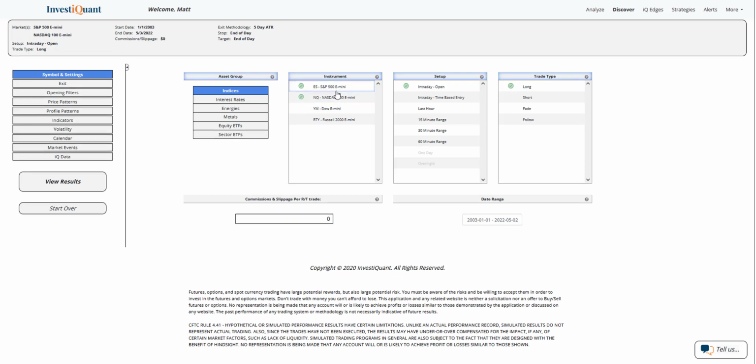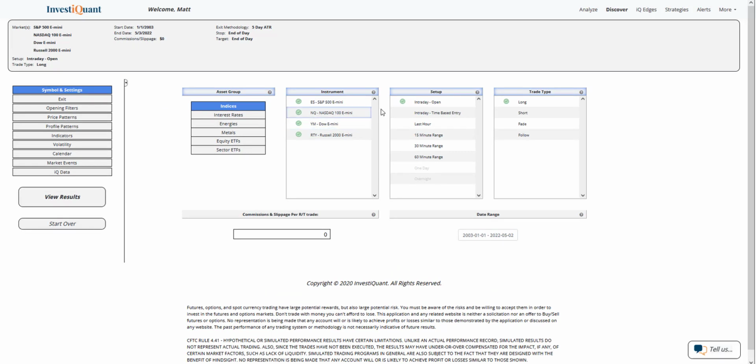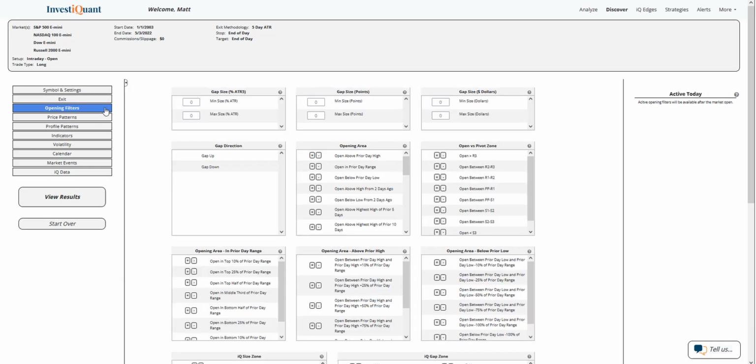Let me go ahead and add all four instruments here. The setup will be based upon entering the market long at 9:30 a.m. Eastern Time, exiting at 4:15 p.m. Eastern Time. Now we are currently trading lower, so I am going to add that to the test here. I can't guarantee we're going to open lower, but that's where we're at right now. So I'm going to go opening filters, gap direction, and click on gap down. That just means that the opening print is below the prior day closing print.